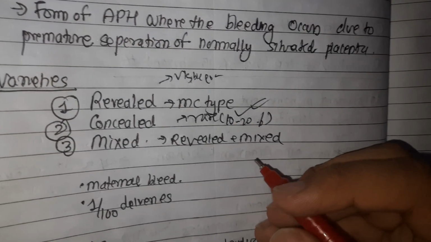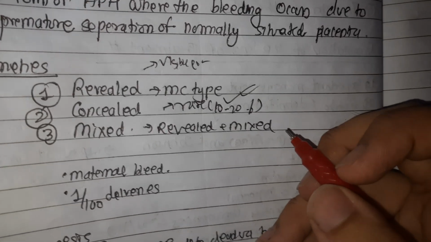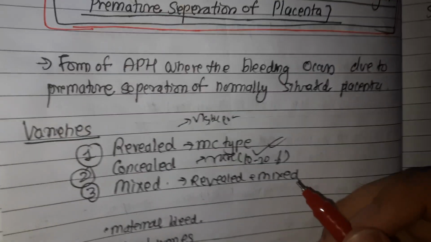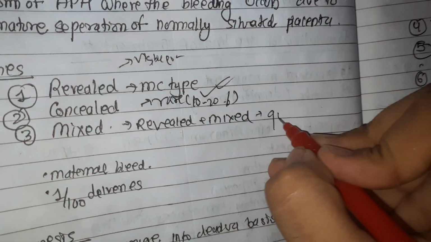And the mixed type is a combination of revealed and concealed, where some part of the blood collects inside, that is concealed, and part is expelled out, revealed. So usually one variety predominates over the other, and this is quite common.